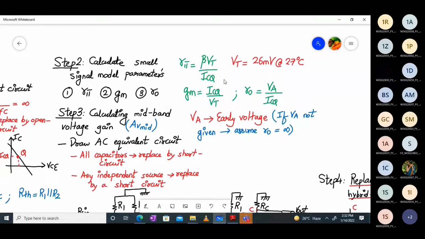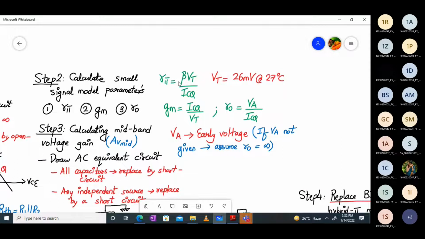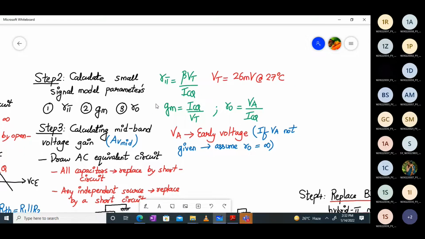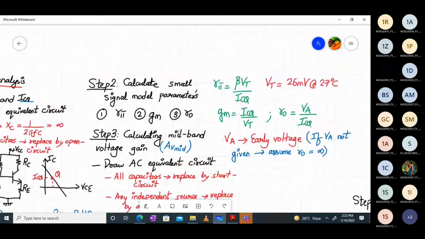We also have a revised hybrid pi model. So these are the formulas. In the formula of RPi, it has beta times VT, where VT is the thermal voltage, 26 millivolt at room temperature, divided by ICQ. Therefore, since we require ICQ here, that's why we do the DC analysis to calculate ICQ. And this is the procedure we follow for all the amplifiers we will be studying.